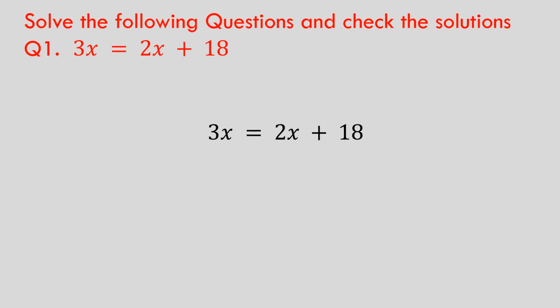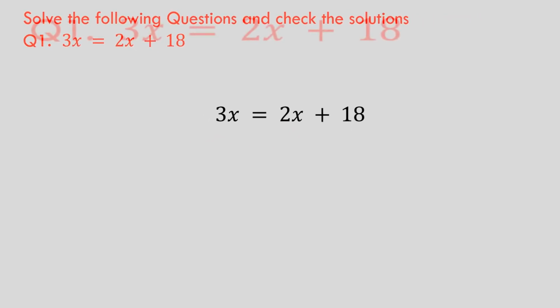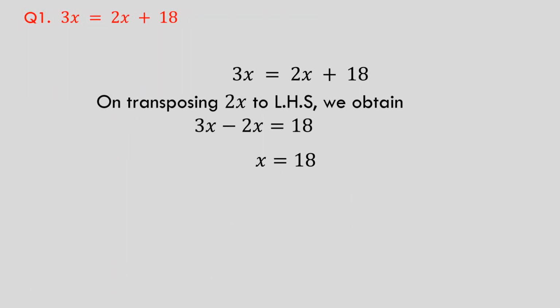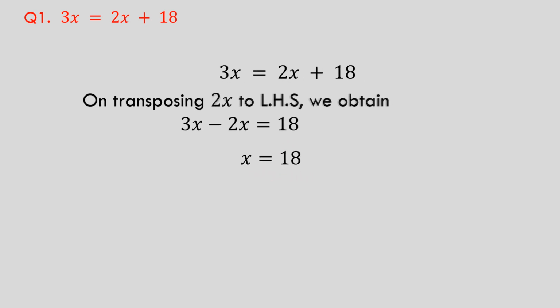Now, let us solve the questions of exercise 2.3, and we have to check our result as well. So, question number 1 of exercise 2.3 is 3x equals 2x plus 18. As earlier discussed, let us group all the x variable on the left hand side. To do this, we will transpose 2x to LHS. We get 3x minus 2x equals 18. So, x equals 18.